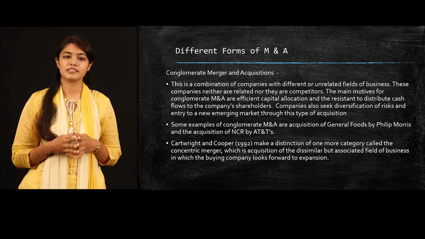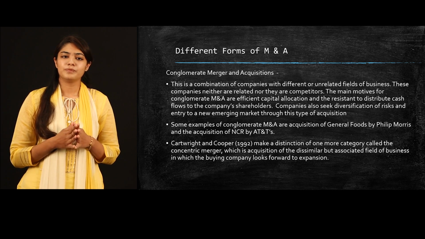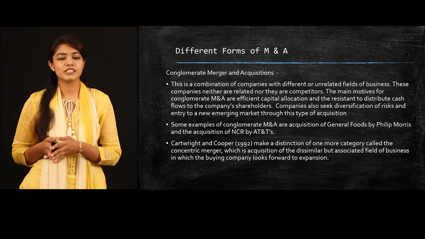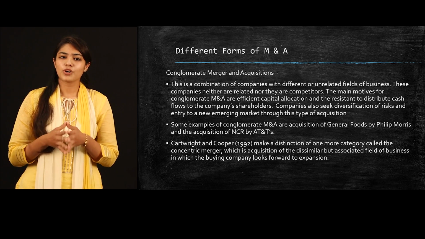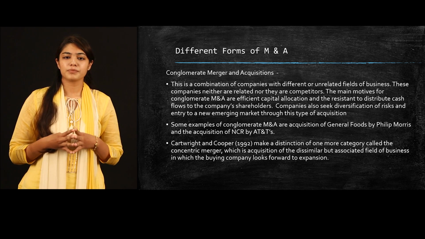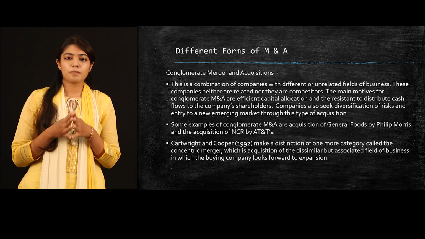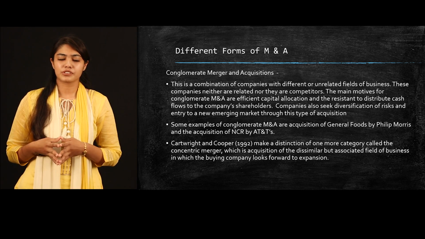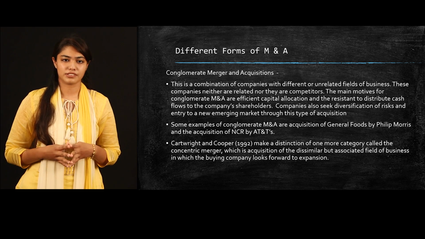The third one is called conglomerate merger and acquisition. This is a combination of companies with different or unrelated fields of business. These companies neither are related nor are they competitors. The main motives of conglomerate merger and acquisition are to increase and optimize the capital allocation and the resistance of distribute cash flow to the company's shareholders.